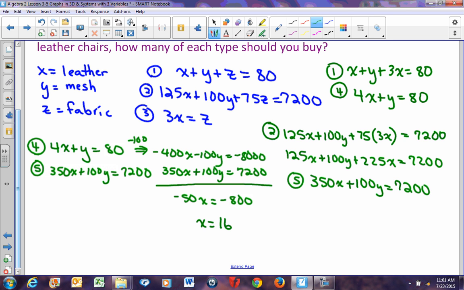So x equals 16, z then, z equals 3x, 3 times 16. So z is going to equal 48. And last but not least, plug it into equation 1. x is equal to 16, so 16 plus y plus 48 has got to equal 80. 48 and 16 is 64, so y plus 64 equals 80. Subtract 64 from 80, y equals 16.